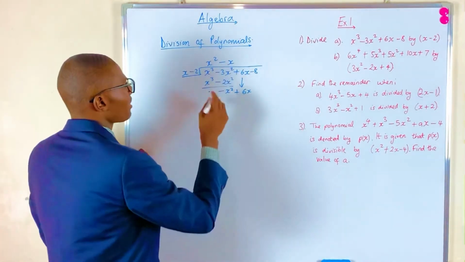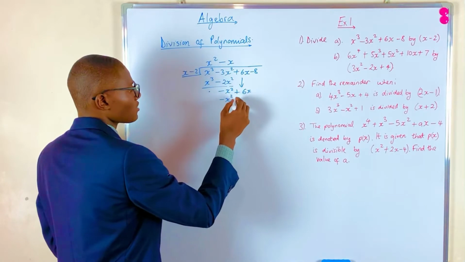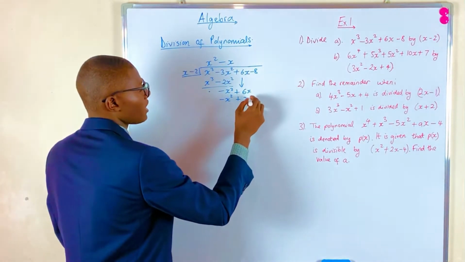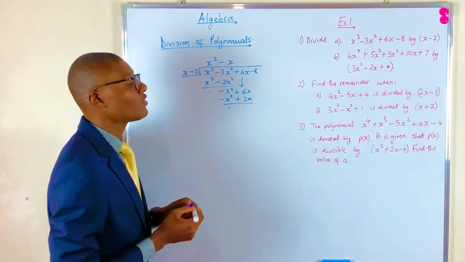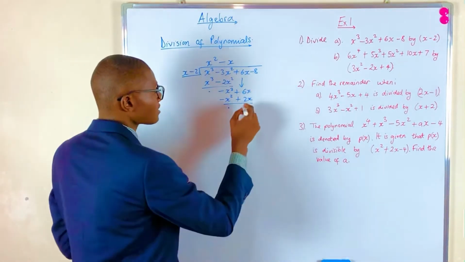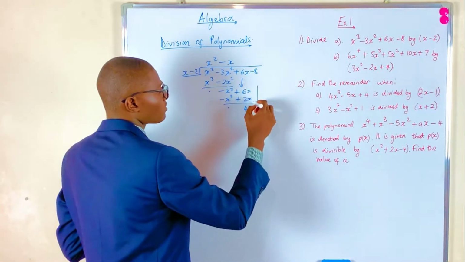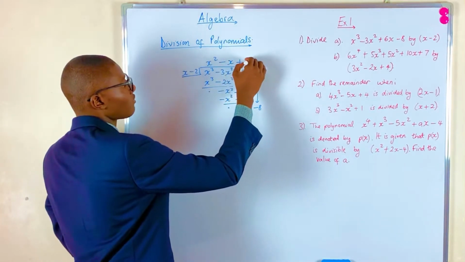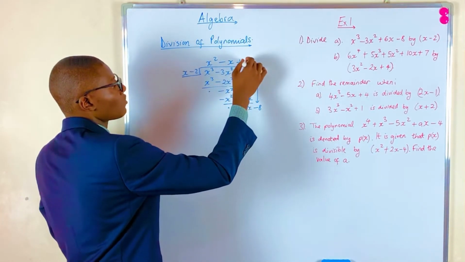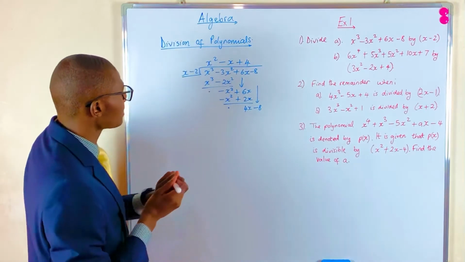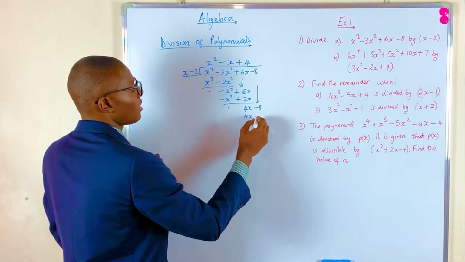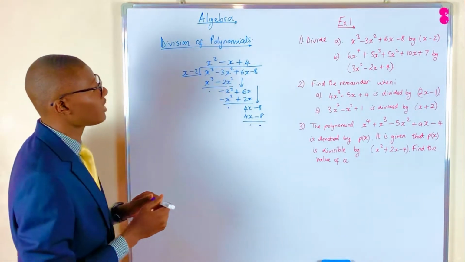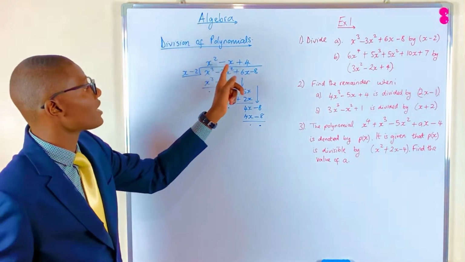And x times minus x, that's minus x squared. Then minus x times minus 2, that's a plus 2x. Then this gives us a 0, and 6x minus 2x, that will give us a 4x. Then we drop the minus 8, to say x into 4x, that will give us a positive 4. And 4 times x, that's 4x, and 4 times minus 2, that's minus 8. So the remainder is 0 here, and our quotient is x squared minus x plus 4.